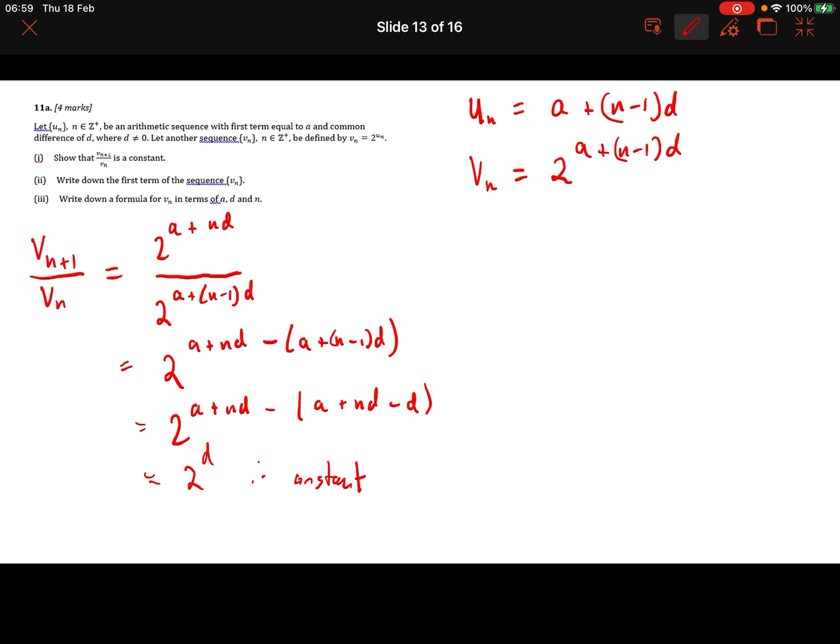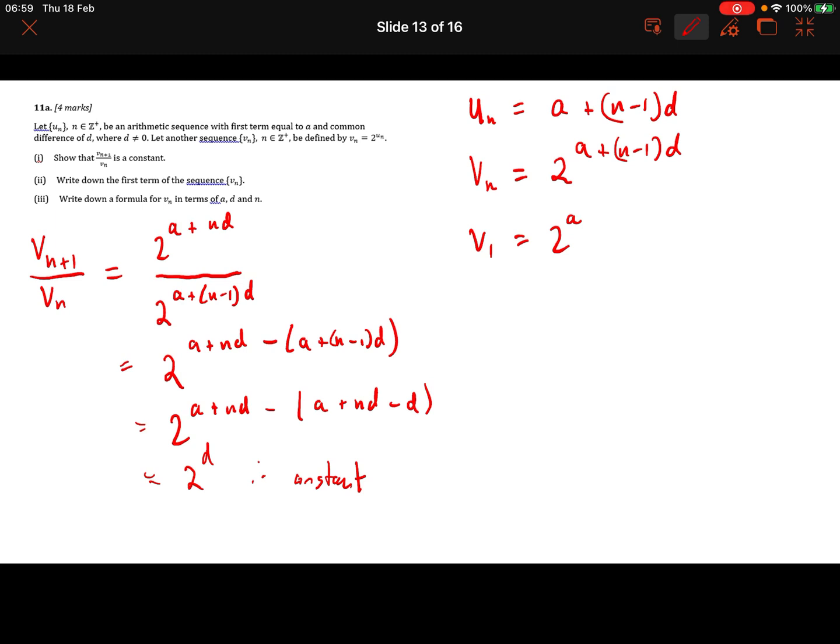Now, we should now also be able to work out the first term of this sequence. So that's V1. Well, that just happens when n is equal to 1. Well, if n is equal to 1, well, 1 minus 1 is nothing. Nothing times d is nothing. So it's just going to become 2 to the power of a.